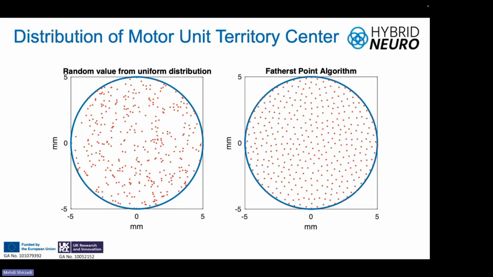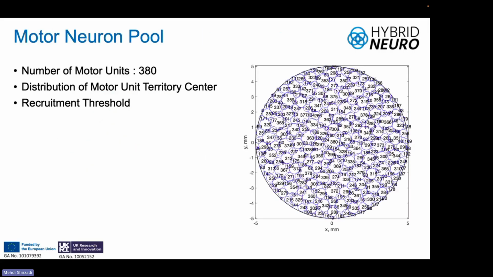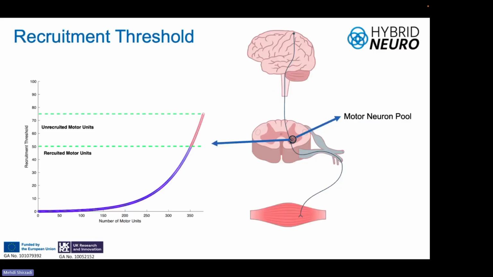It's something like this, because random sampling is usually uniform for a bigger size. But with this limited amount of size, we need to use another type of algorithm, this family of artist point algorithms, which we can use to create a perfectly uniform shape for the location of the center of each one of the motor units. After that, we need to assign the recruitment threshold for each one of these motor units.